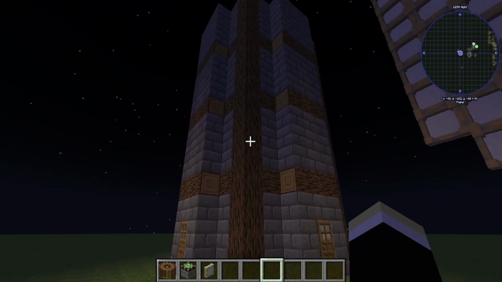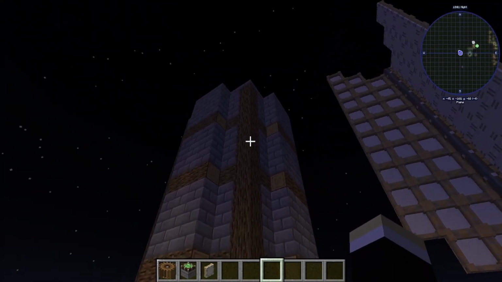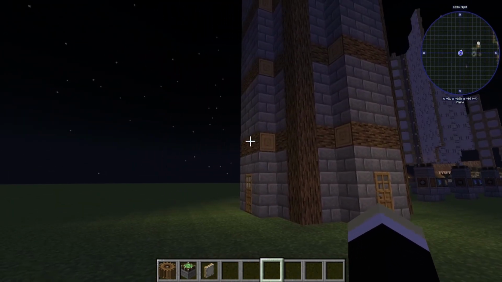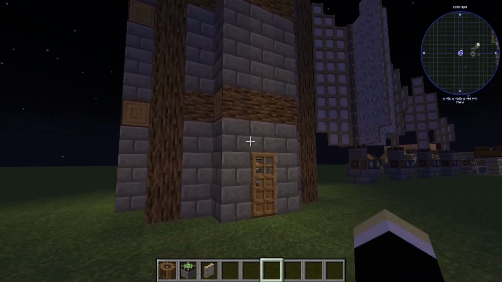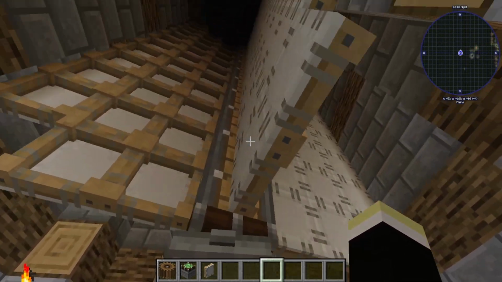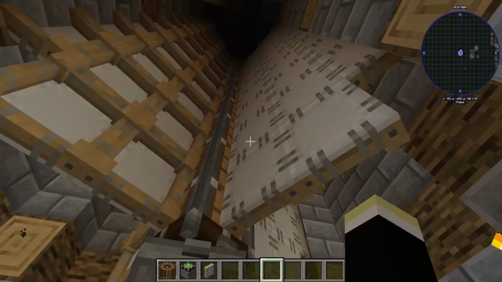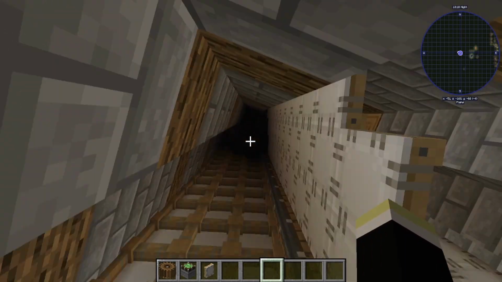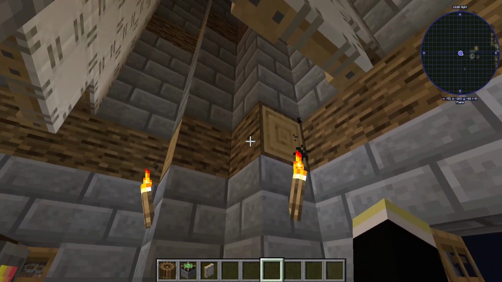In this example here, I have a little silo that I put together. It's a good way to go ahead and hide your windmills and make your base look a little more fancy. If we come right on in here, it's the exact same windmill as before, twisting and turning, all hidden inside this stone block and wood shell.